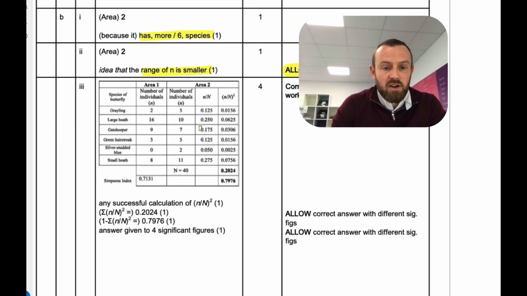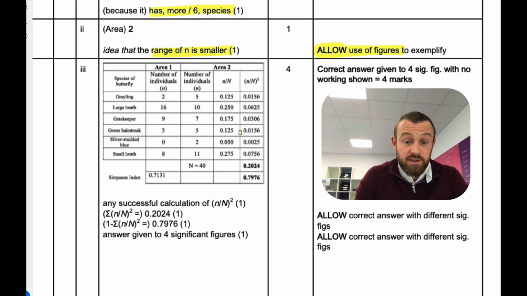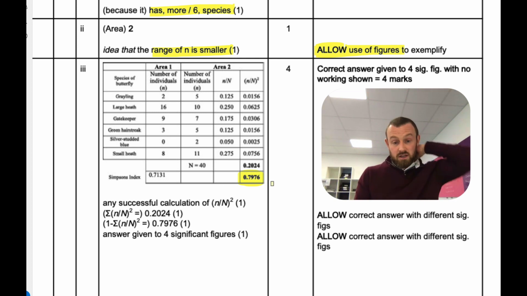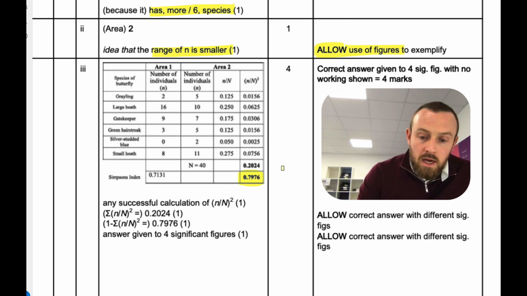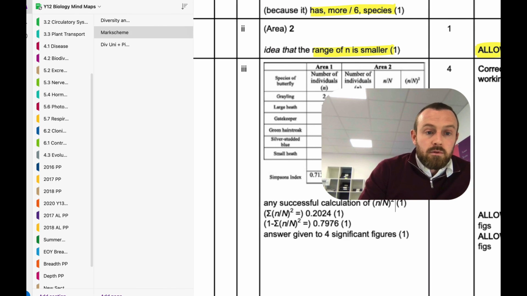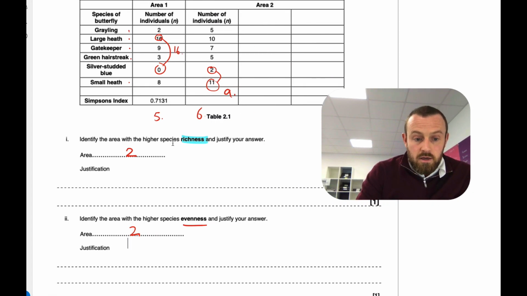Okay, so the Simpson's diversity index question: if you got the right answer, then you don't need to stay with me and work it all out. The answer here is 0.7976. And if you got that right answer, you get 4 marks. Okay, so if you didn't get that, let's go through it together and see how you get the right numbers.